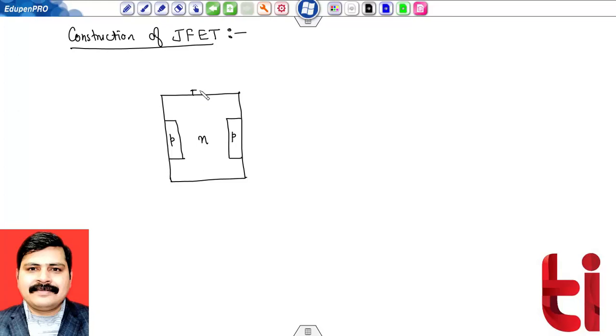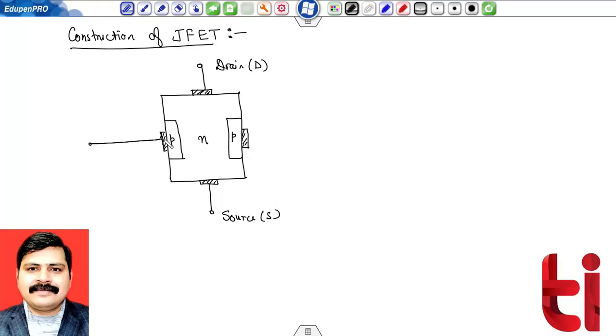We require some metallic contacts. So one terminal is there, which is my drain, in short abbreviated term D. Another contact, the metallic contact. These two sides of P will be connected to the third terminal, which is known as gate, abbreviated as G.